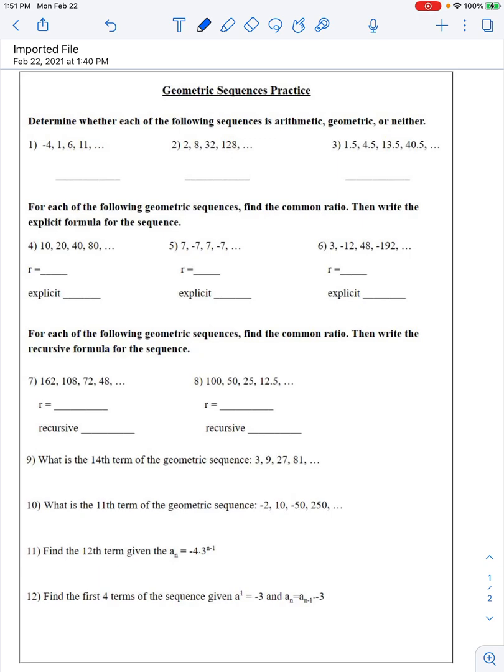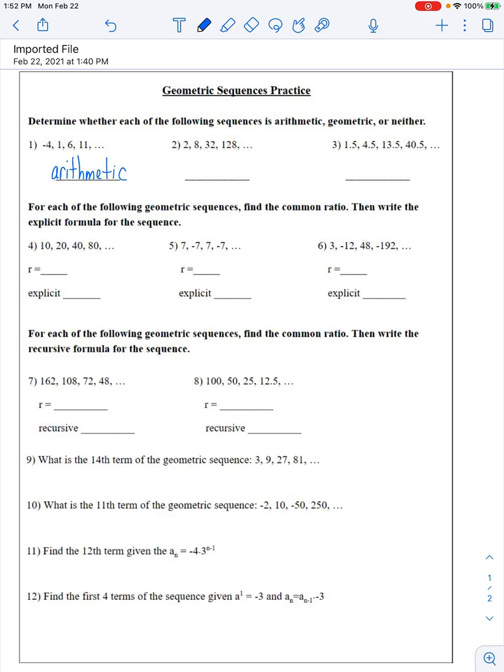If you take a look at number 1, I notice there's an addition pattern. -4 plus 5 is 1, 1 plus 5 is 6, 6 plus 5 is 11. So remember, if there's an adding or subtracting pattern, that is an arithmetic sequence.